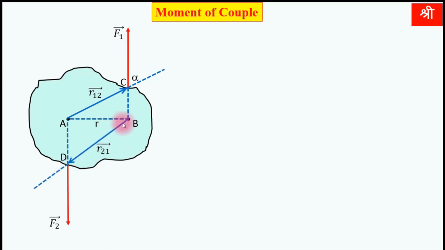Now extend this vector further, and this angle beta is the angle between this line, meaning position vector R21, and this force F2. So from this figure it is clear that this first force F1 makes angle alpha with this position vector R12, and this second force F2 makes angle beta with this position vector R21.